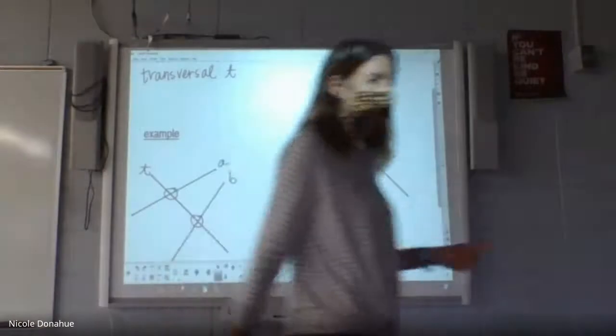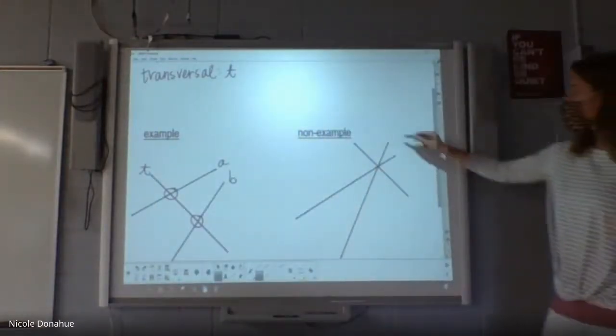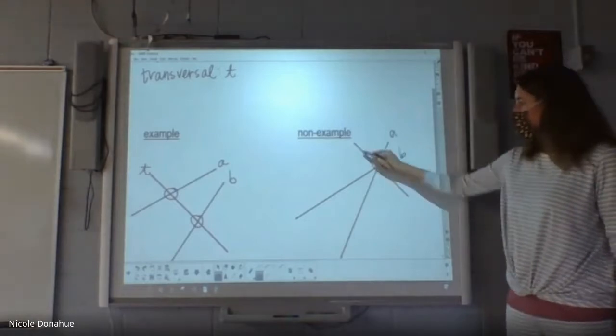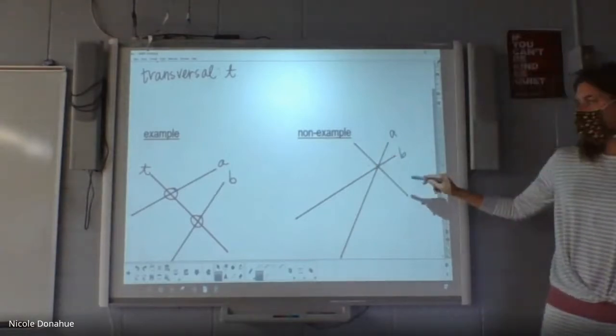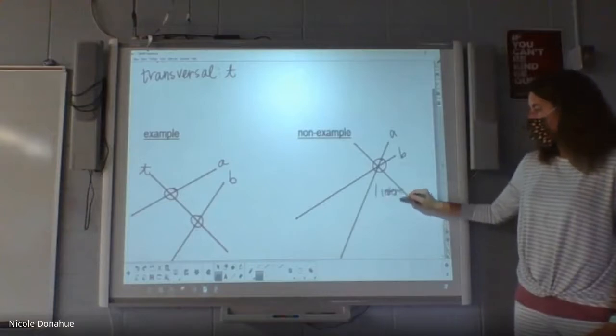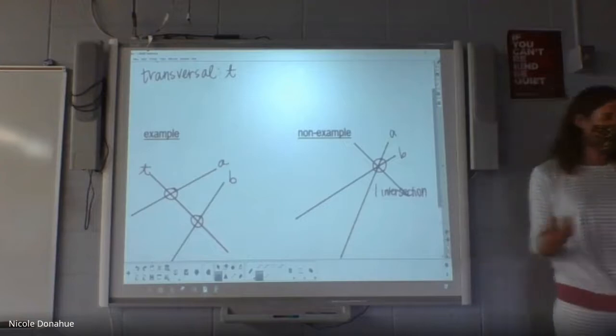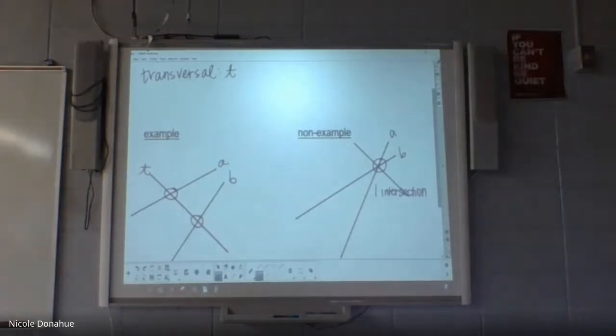This one's not a transversal because I have two lines, but this line intersects them at only one place. So this would not be an example of a transversal.